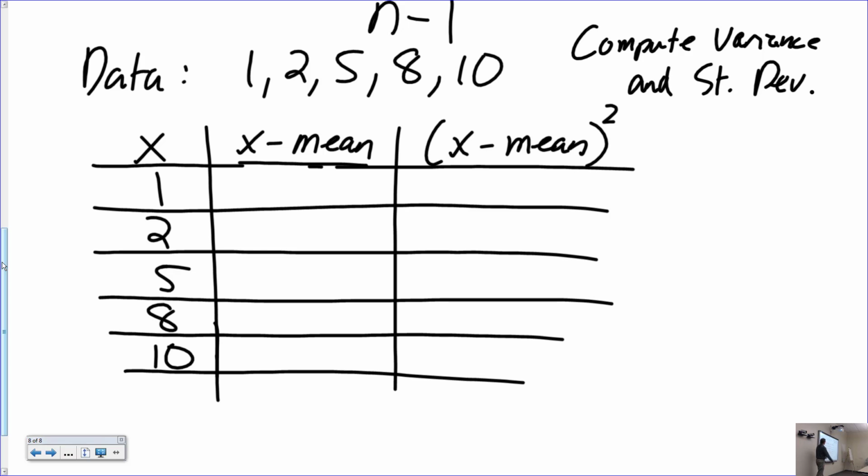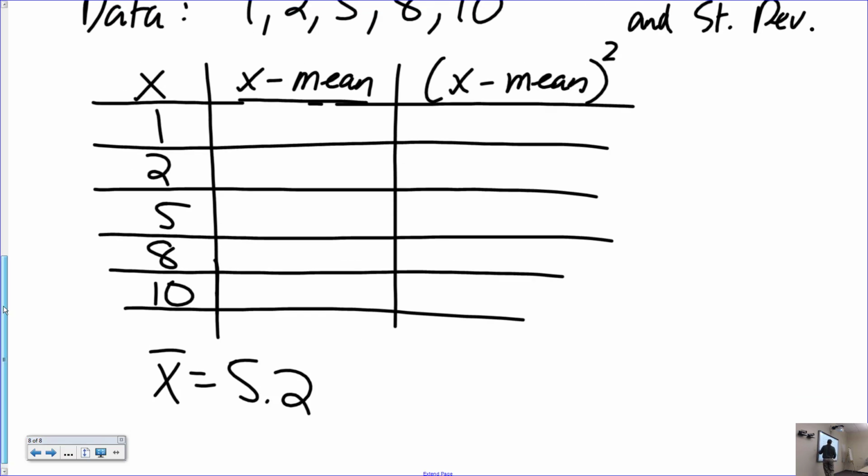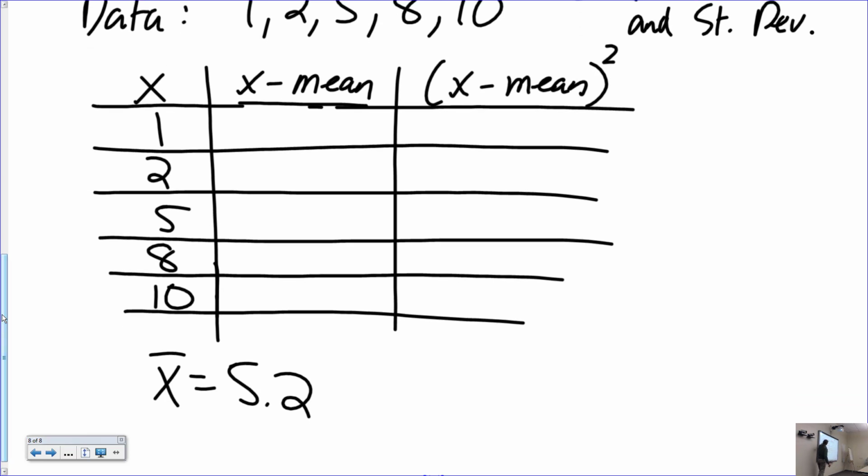for like 2 periods. All right, so first thing you have to do, folks, since you have to subtract the mean, is calculate it. So what is the mean of 1, 2, 5, 8, and 10? 5.2. 5.2? That's what I thought. All right. So what you do then is basically take each of your x's and subtract the mean. What is 1 minus 5.2?